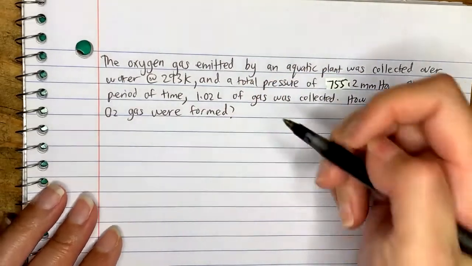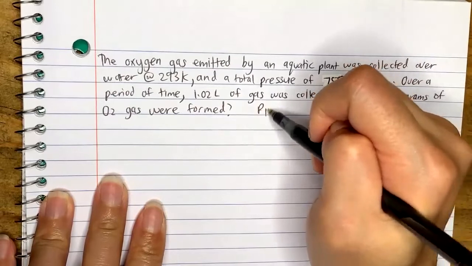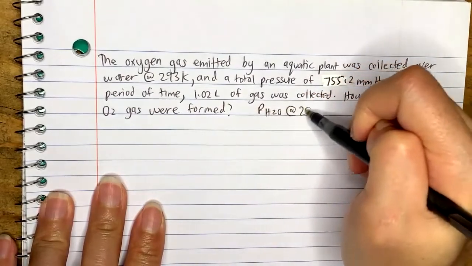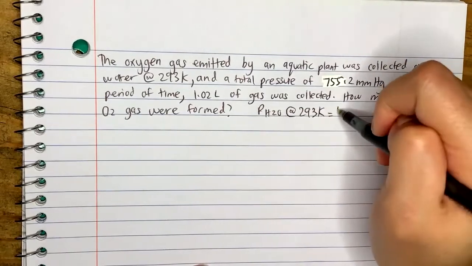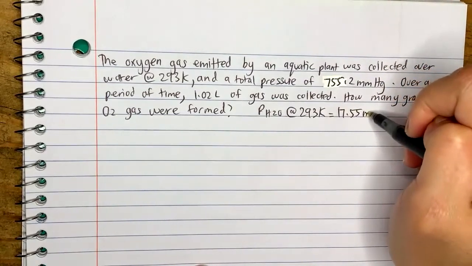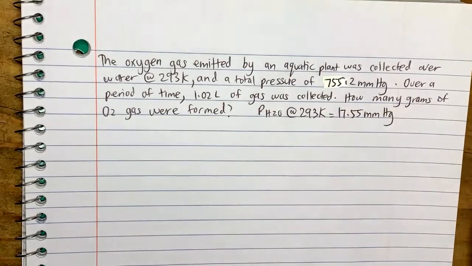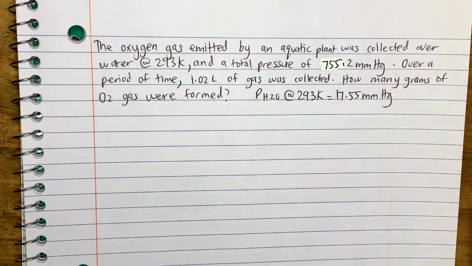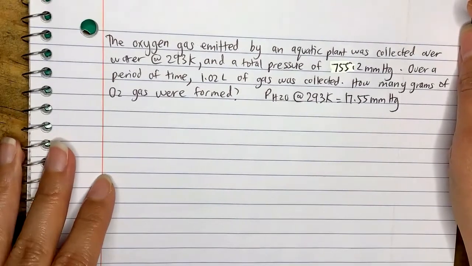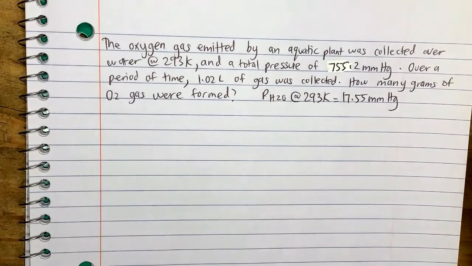Then they tell you the pressure of water at 293 Kelvin. This one you'd have to look up from the chart, but they're giving it to you here: 17.55 millimeters mercury. When you're doing your homework, make sure you pull out your e-text and pull out this chart from your textbook pages. You can look it up in either your appendix or the chapter slide that we have. Or I guess you can Google it too.